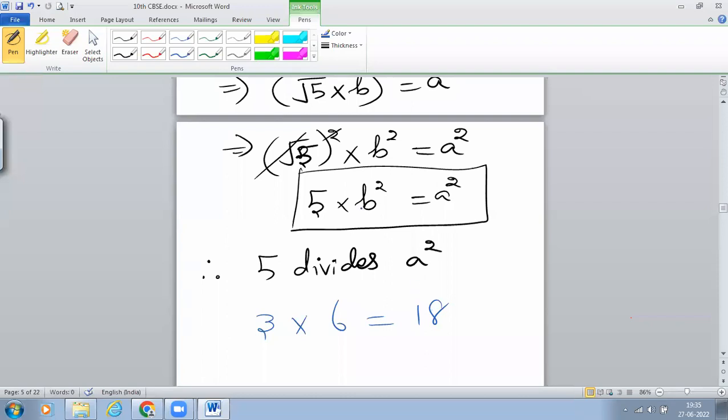Similarly, here the product of 5 and b square gives a square, which means this a square is divisible by 5 as well as this a square is divisible by b square. So that is why I'm writing this step: since a square is divisible by 5, the meaning is 5 divides a square. Are you able to understand this step? Why 5 divides a square? Yes, sir. Yes or no?